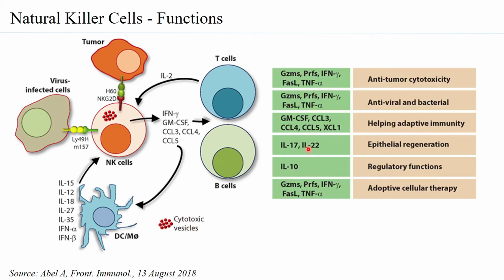So what is observed over here are the specific cytokines that are released by the natural killer cells, and that leads to several different functions. For example, if the natural killer cell is able to give rise to these different cytokines, then it leads to anti-tumor activity. If these are the cytokines, then it is antiviral and antibacterial. If these are the cytokines, then they help adaptive immunity. So they will help T cells to differentiate into effector T cells and memory T cells to give rise to adaptive immunity.